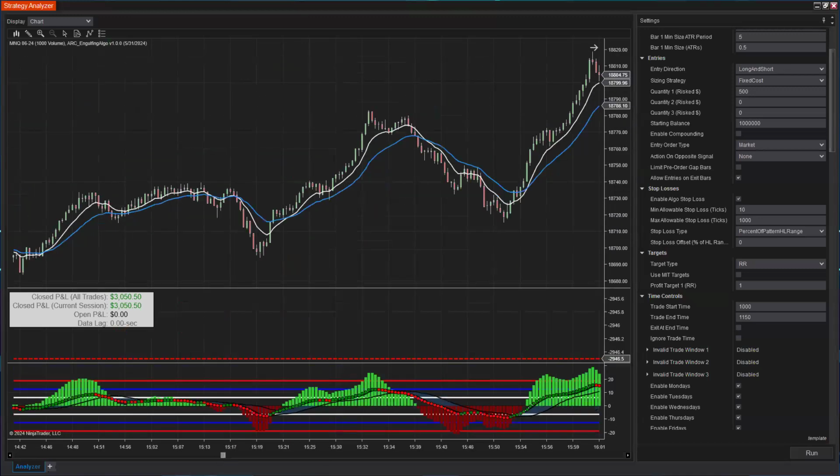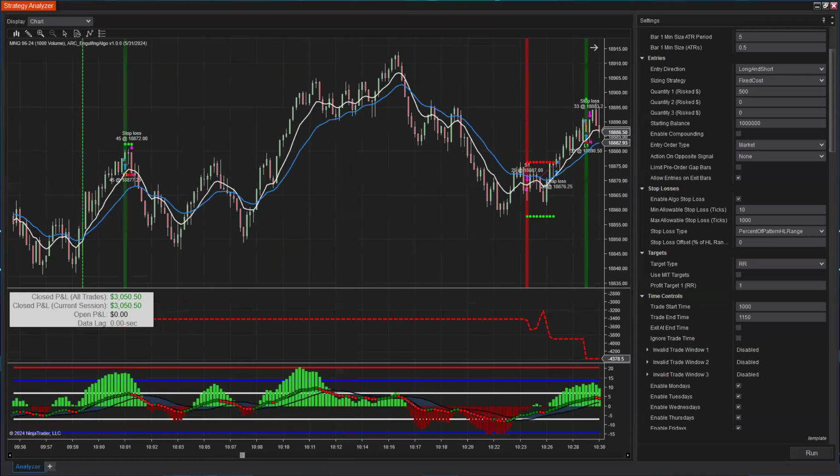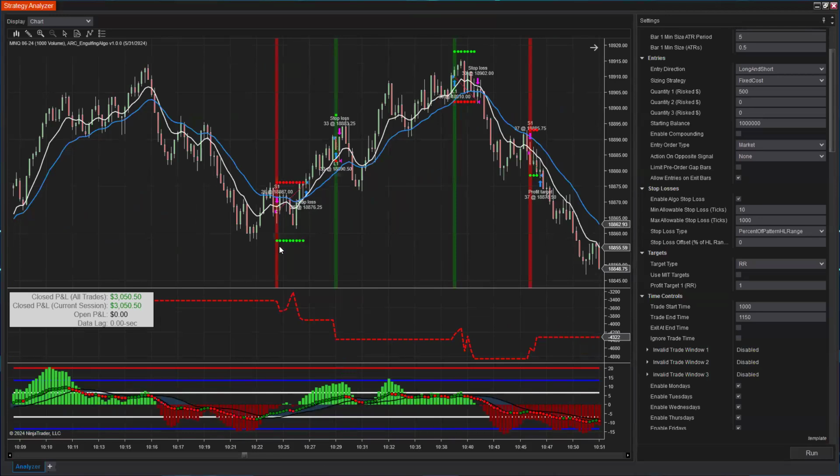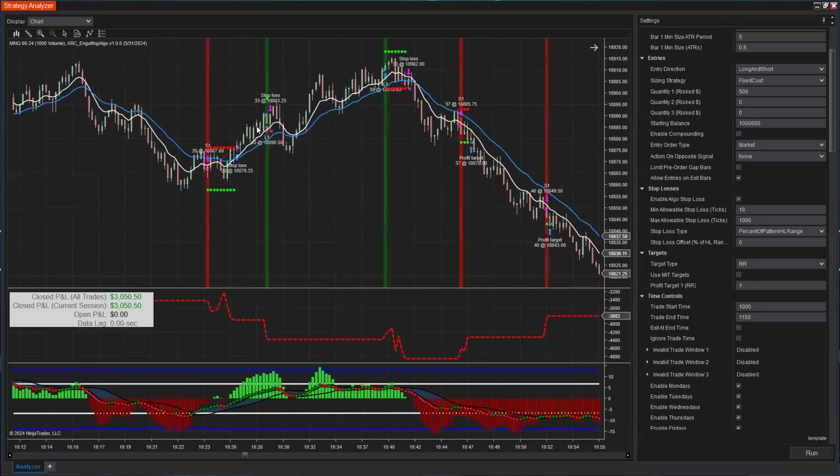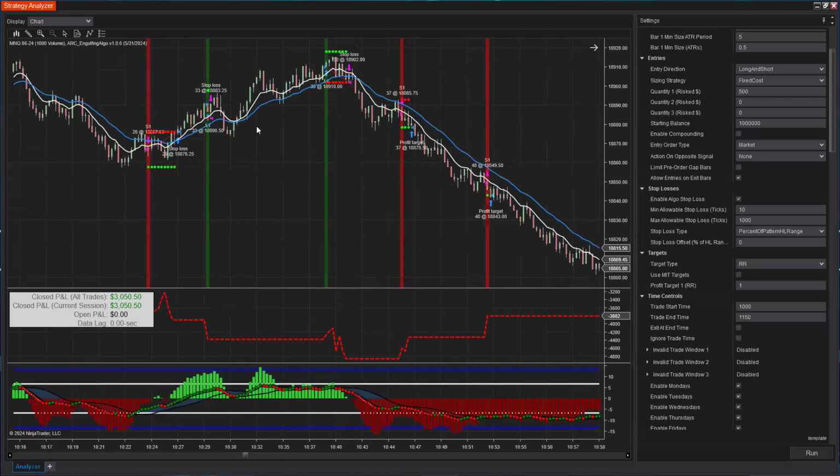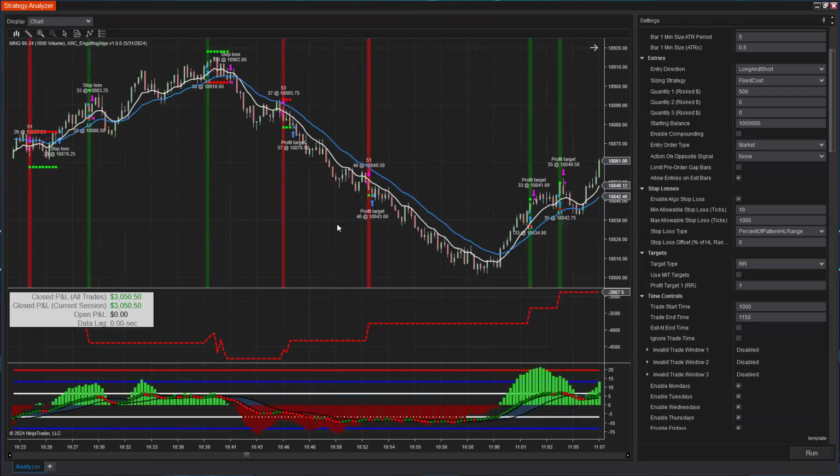So looking at this so far, I don't really mind the stop being tight like that because a lot of these that are getting stopped out would have been stopped out anyway. So yeah, like all of these. But that one could have really run, you know?